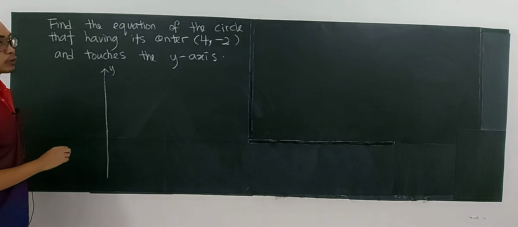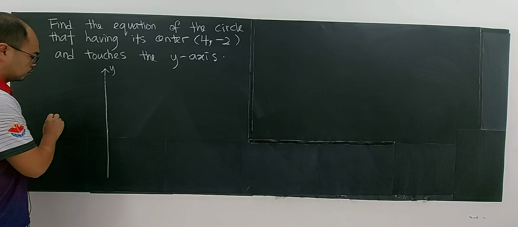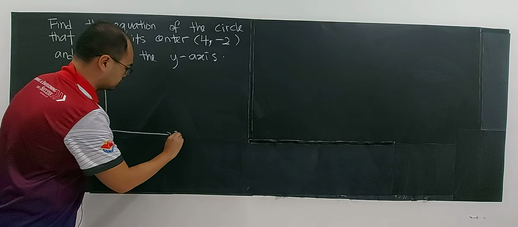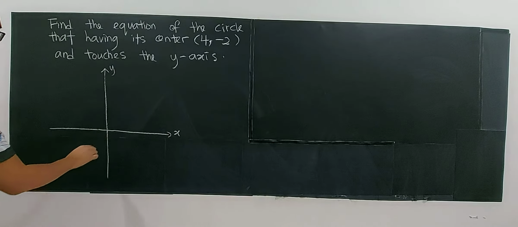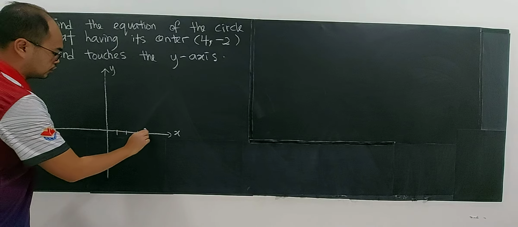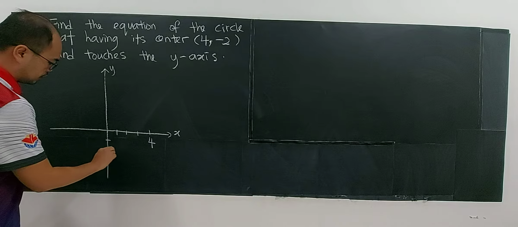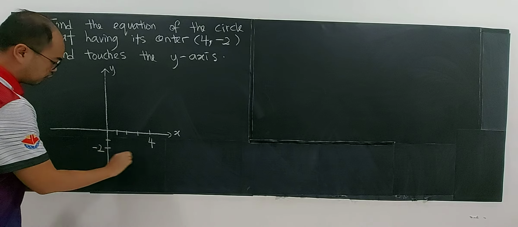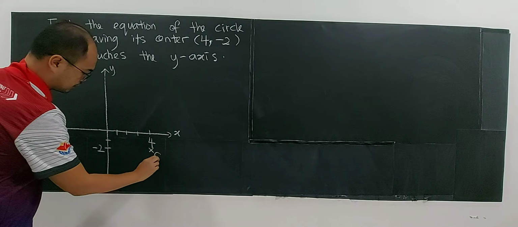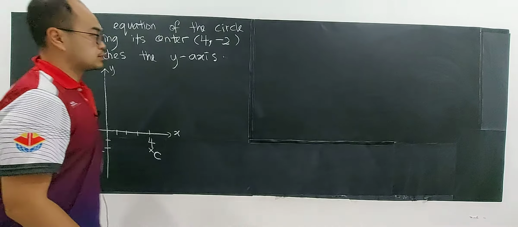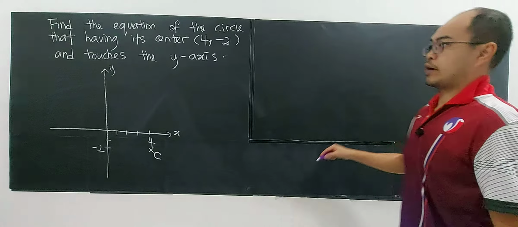So let's locate the center. Which is 4, right? 1, 2, 3, 4. So the center is 4 and -2, right? So (4, -2) will be the center. So this means that, what is meant by touch the y-axis?